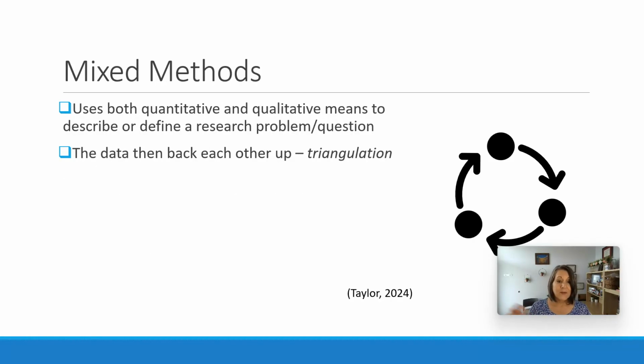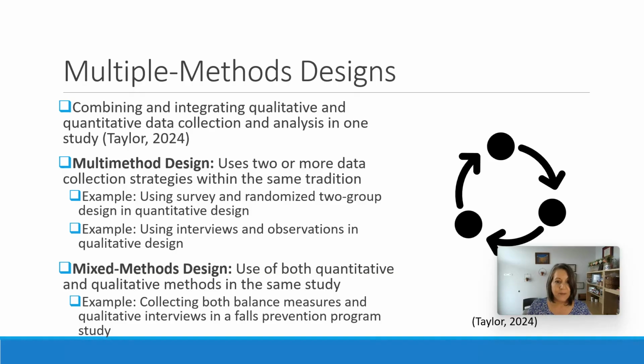Mixed methods is, of course, using both quantitative and qualitative means to describe or define a research problem or question. And often this is very pragmatic. We're trying to look at a description of something, and we know that the numbers may not tell the whole story, or that maybe we're suspecting that the numbers are not going to create anything significant, and we want to take a look at what's the qualitative piece of it. What are people saying about it? So then the data are backing each other up. We have triangulation. Is there a sense in which there was a statistically significant change, and what were people saying about that change or that experience?